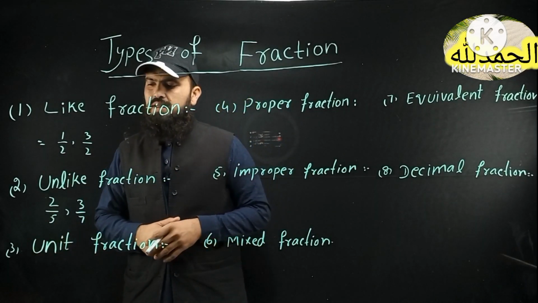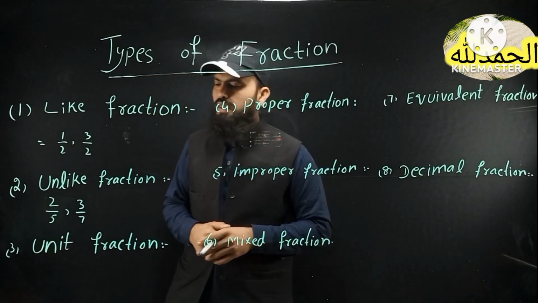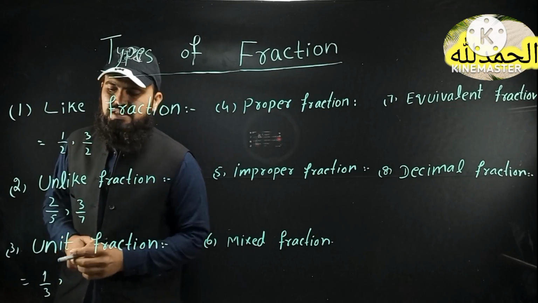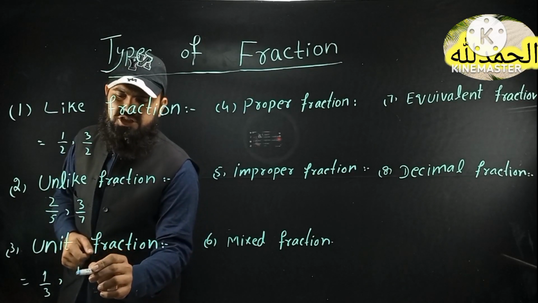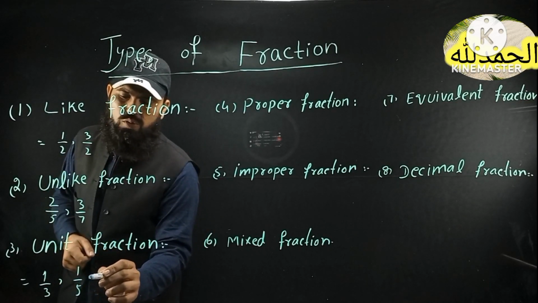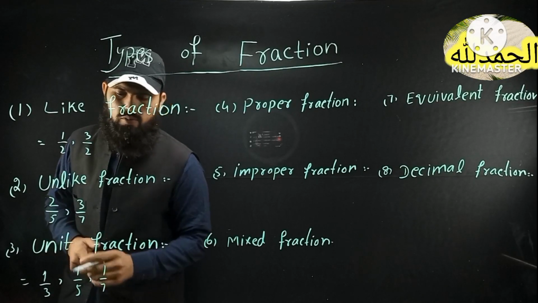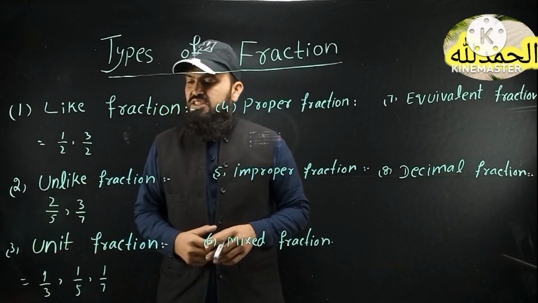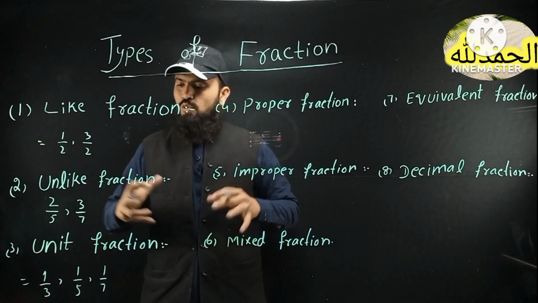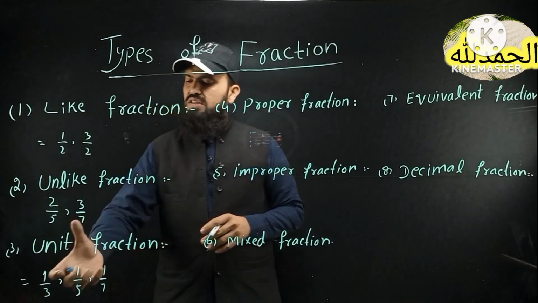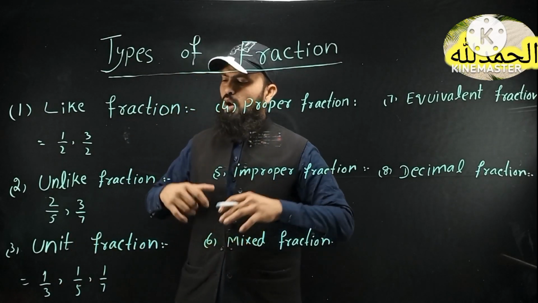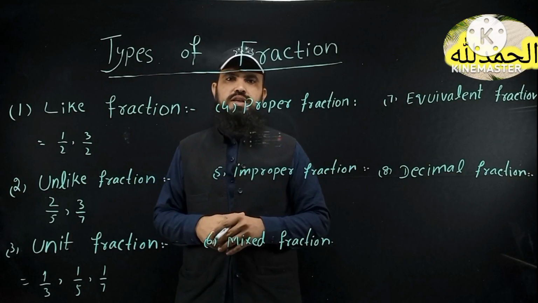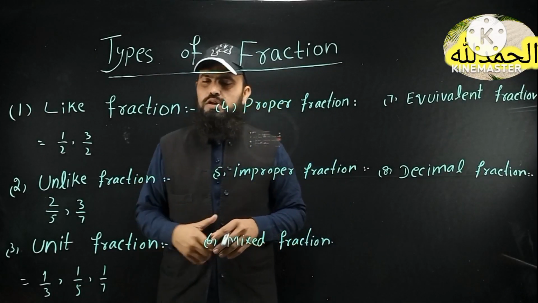So the third one is unit fractions. When the numerator of a fraction is 1, then these fractions are called unit fractions. 1 over 3, 1 over 5, 1 over 7. So we will say that these fractions are unit fractions. Why? Because the numerator of these fractions is 1. So also, every fraction whose numerator is 1 is called a unit fraction.